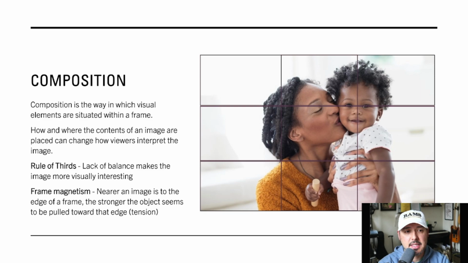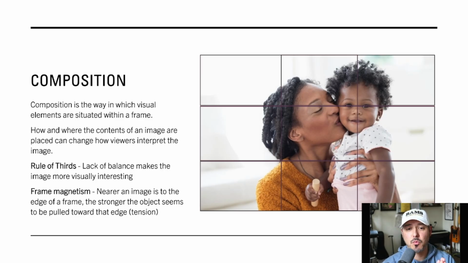The other is frame magnetism. So the nearer an image is to the edge of a frame, the stronger the object seems to be pulled towards that edge, and that creates a sense of tension. So if you've ever seen a picture where there's one person's face on one side and one person's face on the other side, it creates an idea that they are on opposite sides. It creates that tension. Whereas here you can see this is exactly the opposite. The frame magnetism, the nearer they are to the center, the less tension there is. The more they seem as if they are one, as if they are united, which I'm sure in this case, mother and a child are.